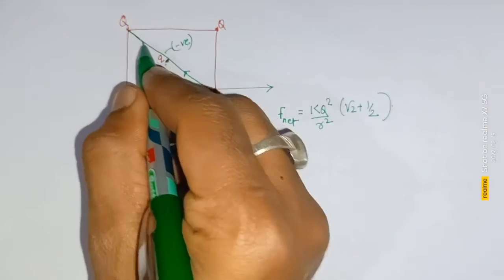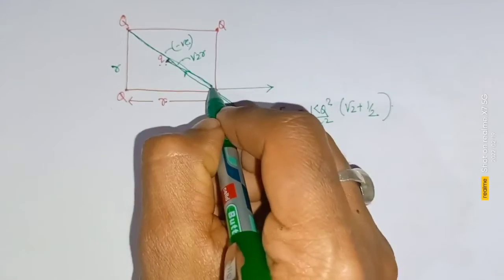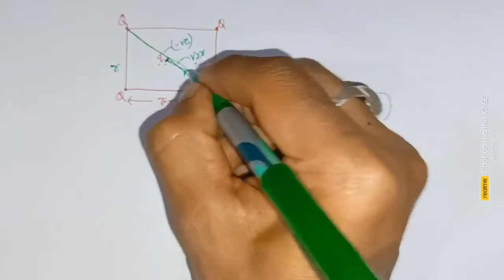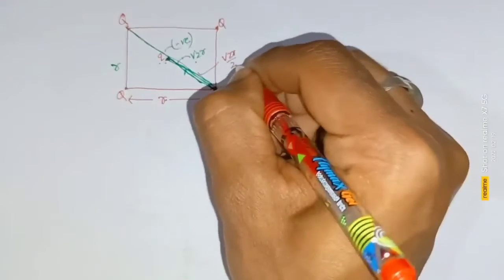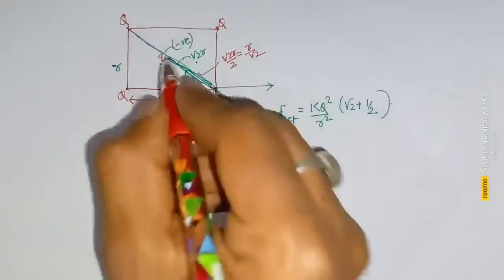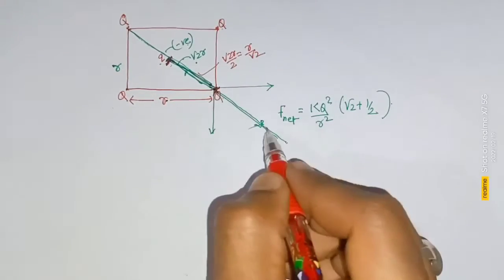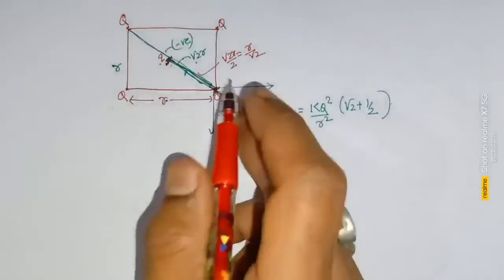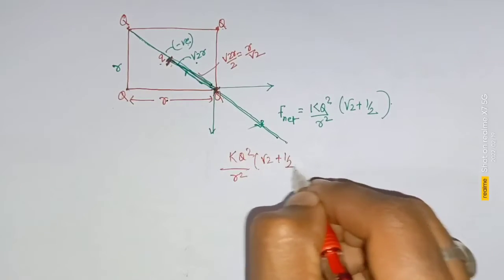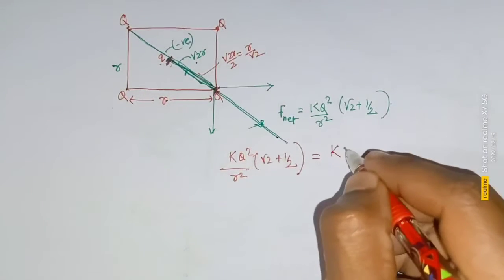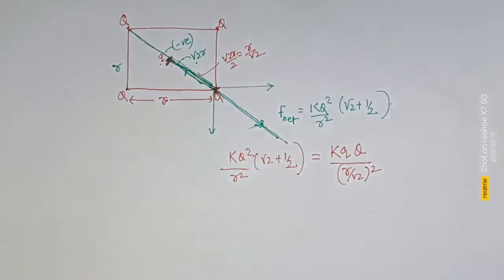If I consider the total distance, this is R, this is R. This total distance is root 2R. Half of the distance, root 2R upon 2, I can say as R by root 2. From here to here the distance is R by root 2. Net force on this charge is 0, which means this force and this force must be equal. So KQ square upon R square times root 2 plus 1 by 2 equals what? Kqq upon R by root 2 whole square must be.